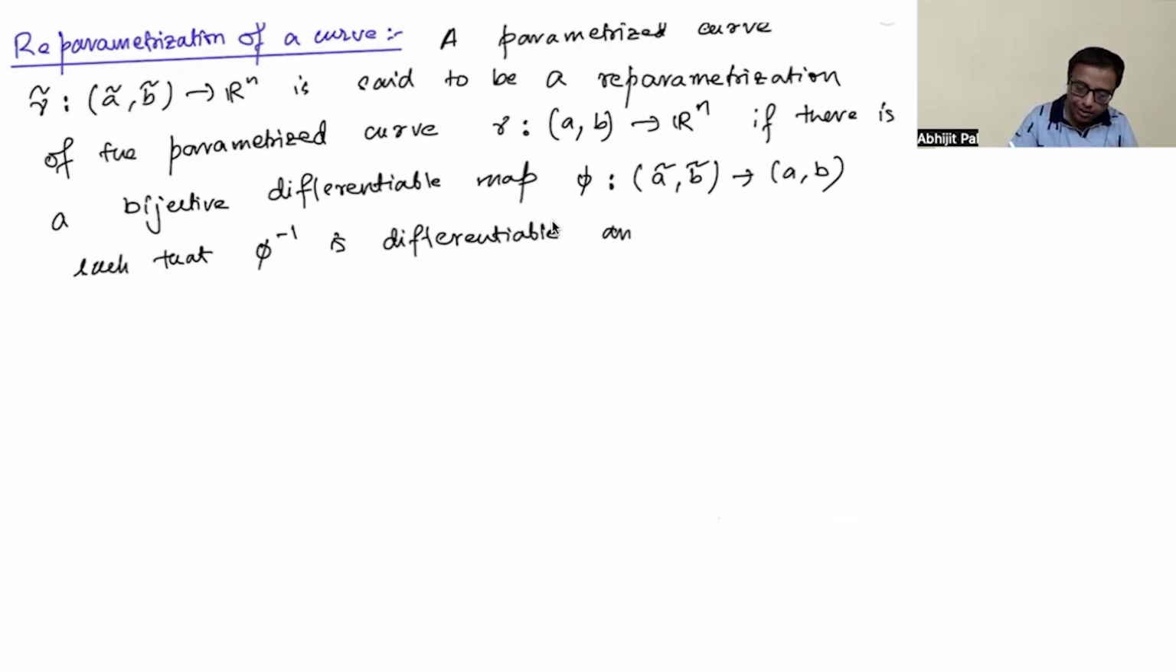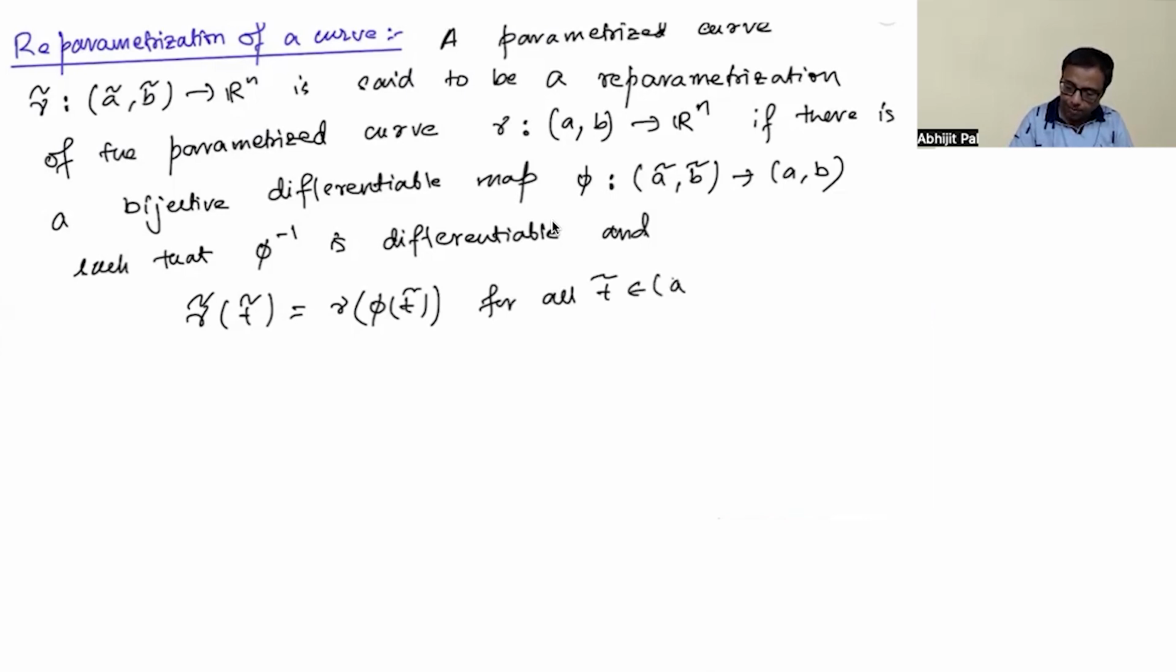So this condition says that, if I have this diagram, phi is a map from this open interval a tilde b tilde to ab, and gamma tilde is defined on this open interval and gamma is defined on this open interval. So this diagram commutes. So this is the definition of reparameterization.